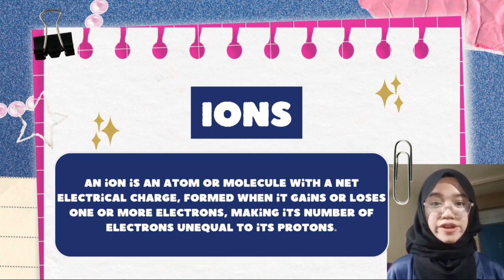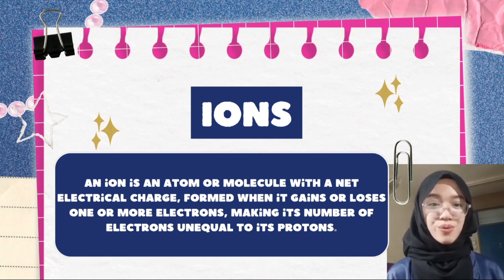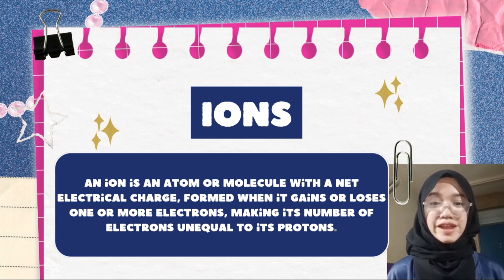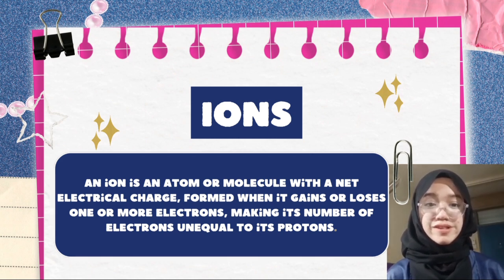Hello everyone. For the next topic, I'm going to talk about ions. So, let's define what an ion is. An ion is an atom or molecule with a net electrical charge, formed when it gains or loses one or more electrons, making its number of electrons unequal to its protons.